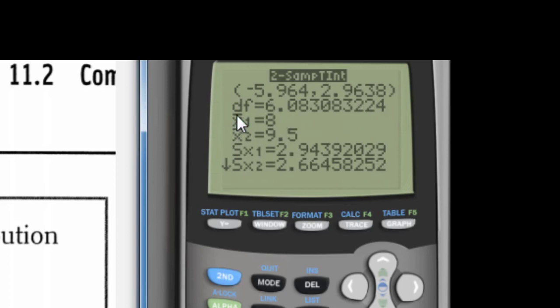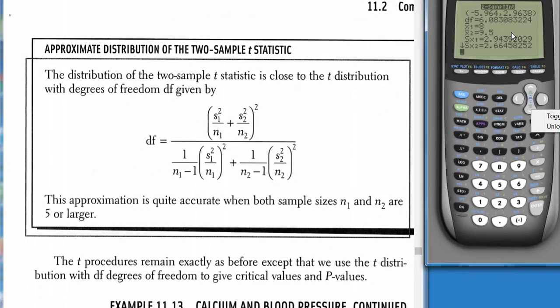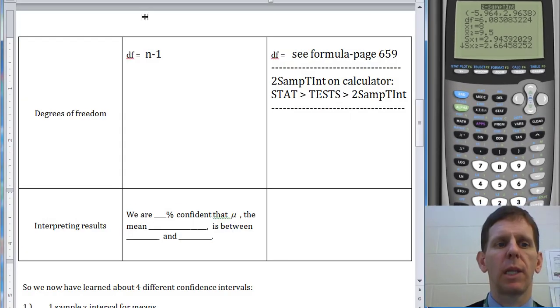Underneath that, they give you the degrees of freedom. So in this problem, the degrees of freedom would be this decimal number. Yes, you can have decimal degrees of freedom, 6.08. Your calculator will also tell you values like x bar 1, x bar 2, the two standard deviations, and the two sample sizes as well. So if you're finding degrees of freedom for a two-sample t-interval, this is the method I would suggest because it's a lot quicker, a lot easier, and you don't have to memorize a formula.